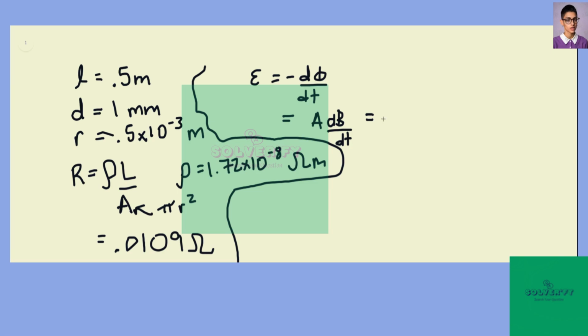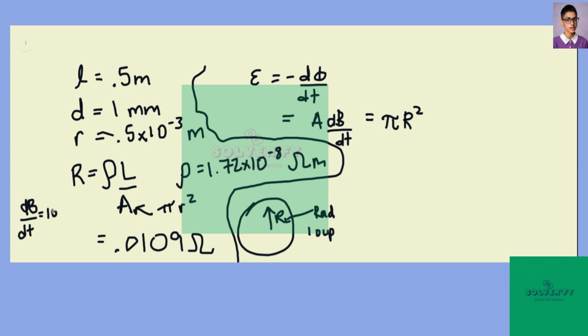Okay, so A is going to be pi times the radius of the loop squared, which I'll call big R. So just to label it, big R is the radius of the loop. And the dB/dt we're given, so I'll put it in this little givens box: dB/dt is 10 times 10 to the minus 3 teslas per second.